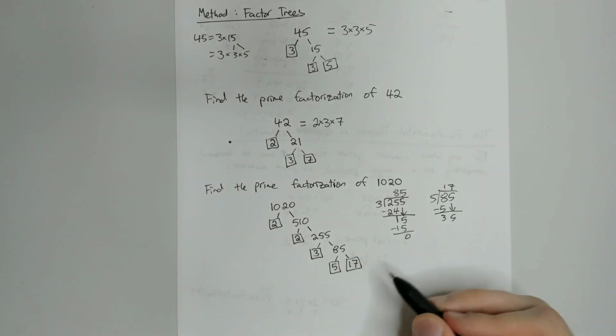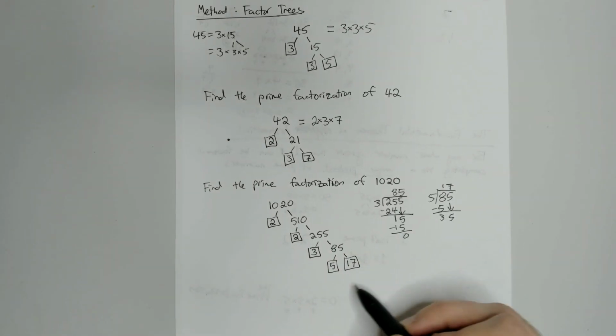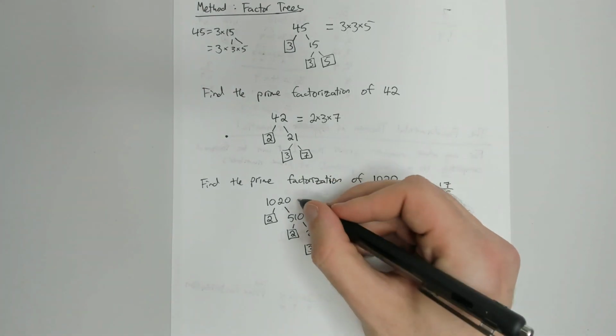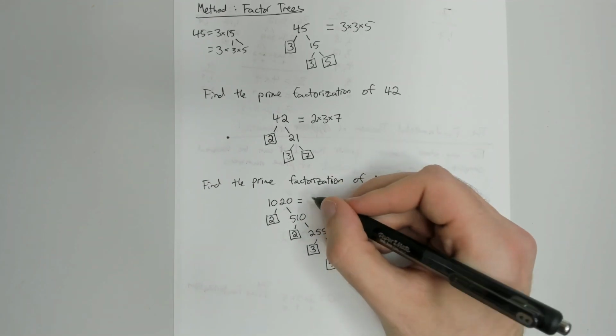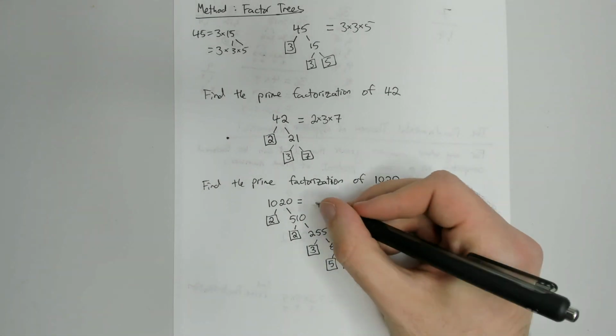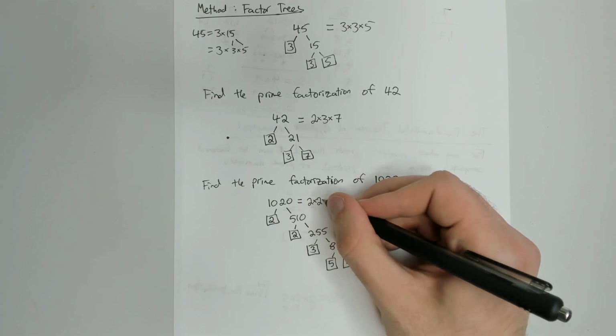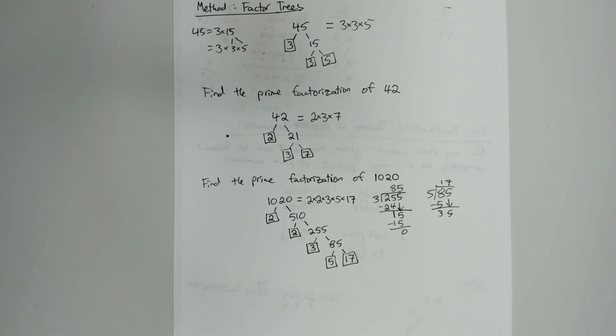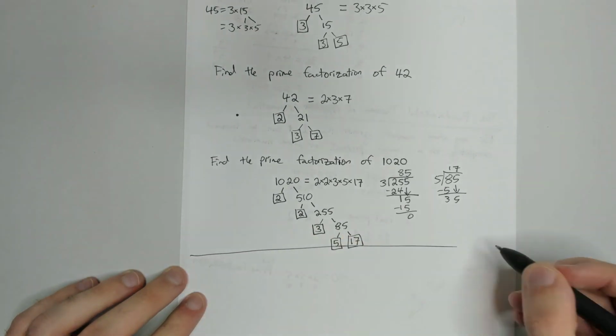Now, 17 is also prime, right? Because, and you can check its factors to make sure, but yeah, 17 is a prime number. So that means 1020, its prime factorization, the unique combination of these indivisible numbers that give us 1020, is going to be 2 times 2 times 3 times 5 times 17. So I hope that made sense, and I just have one quick note to add.